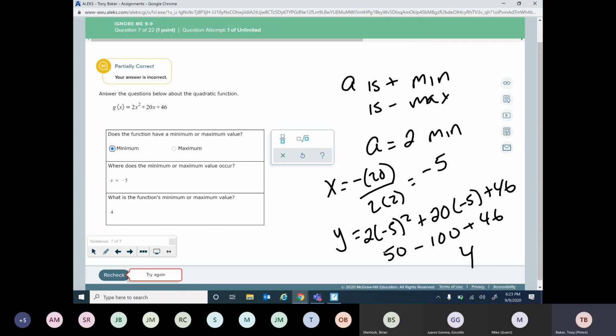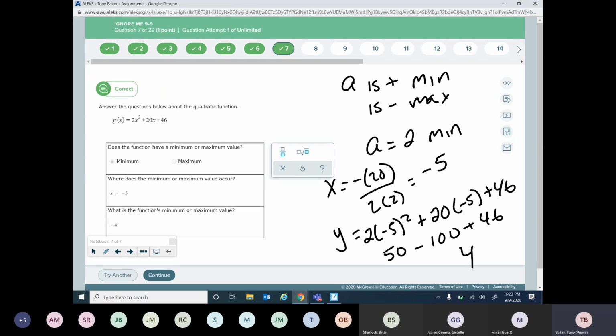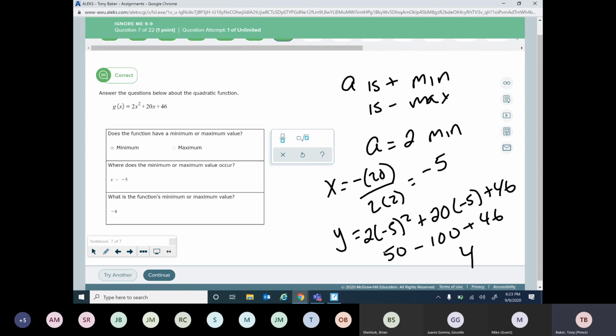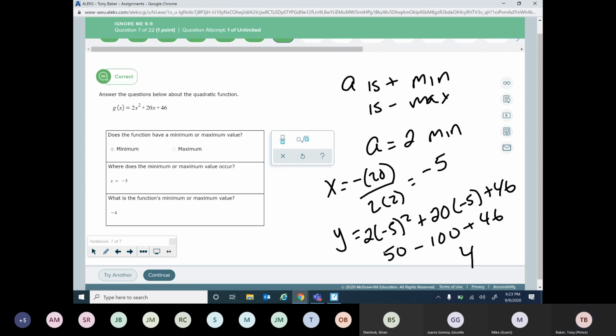Okay, and now I messed up. See how easy it is to mess things up? Oh, it's -4. See what happens when you rush. You make little mistakes and you have to do the problem again. That should have been a -4.